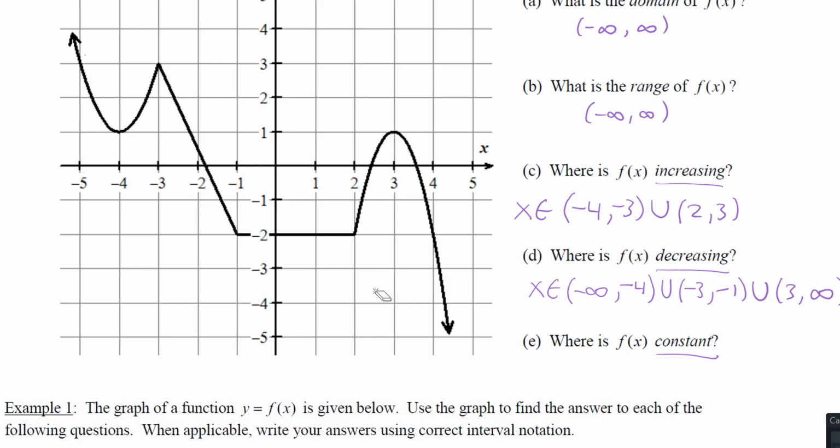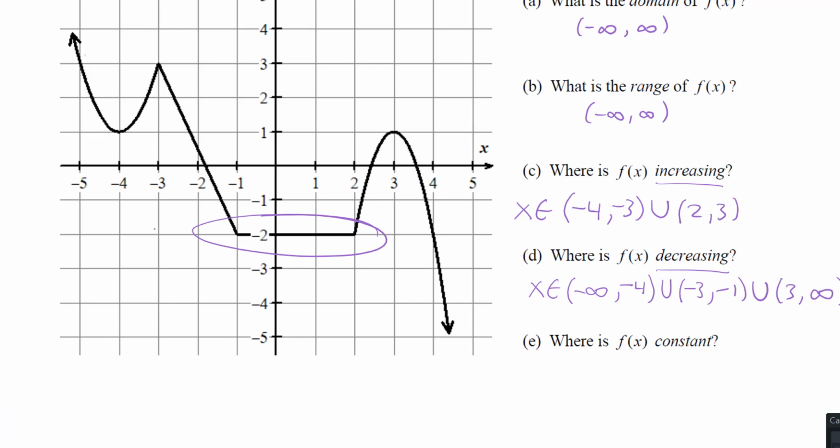Finally, where are we constant? Constant just means we're not changing outputs. We're on a horizontal line, so we can see there's that part of the graph where we are not changing values, the same value over and over and over again. In particular, the value -2 is an output. And so on that interval, it starts doing this at x is -1 and stops doing it at x is 2. So we could say that this function is constant from x is -1 to x is 2.